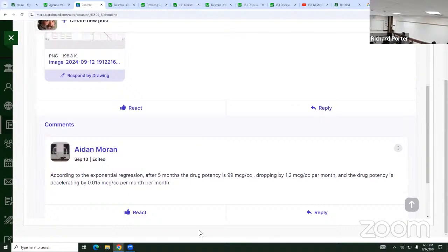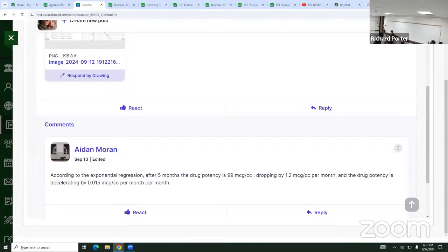Yeah, everybody else is on one. Aiden, can you tell me what you wrote here? And remember, you're talking to your mother. According to the exponential regression, after 5 months, the drug potency is 99 mcg per cc, dropping by 1.2 micrograms per cc per month, and the drug potency is decelerating by 0.015 micrograms per cc per month per month. Okay. Might be a little wordy for my mom. Probably. It's okay.